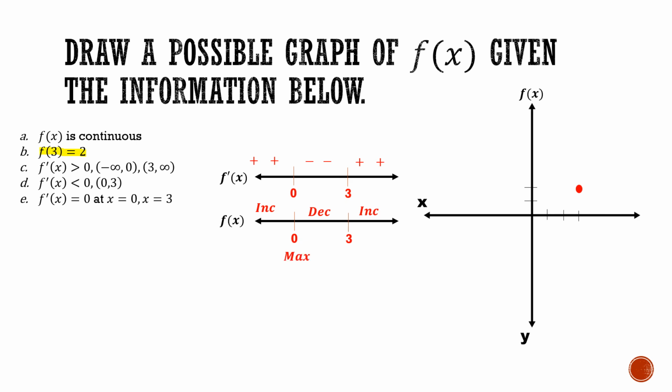And I can determine specifically which ones I am, because I went from increasing to decreasing, which means I'm a max, and then decreasing to increasing, which means I'm a min. So at 0, I need to draw a max somewhere, so I'm going to draw a point kind of high. And then at 3, I already have my point at 2. And so I need a line that's increasing, and then a line that is decreasing, and then a line that's increasing. And that is a sketch of my graph.